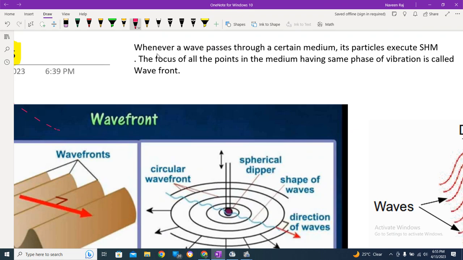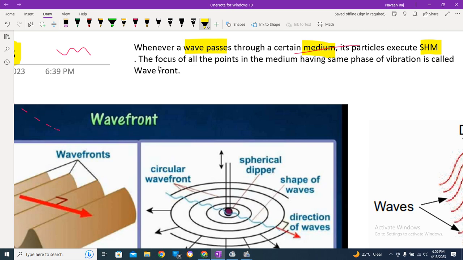The statement says: whenever a wave passes through a certain medium, for suppose there is any wave like this, and I've got an air medium, right? There is a wave and there is a medium. Its particles execute SHM, simple harmonic motion, like they are moving in a periodical motion in a particular direction. As the wave propagates forward, the particles of the wave propagate forward as well.